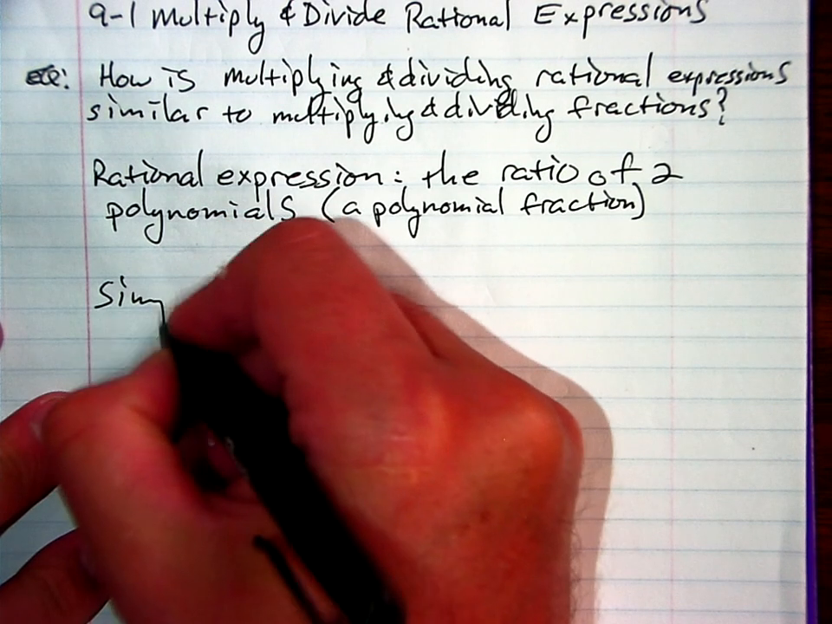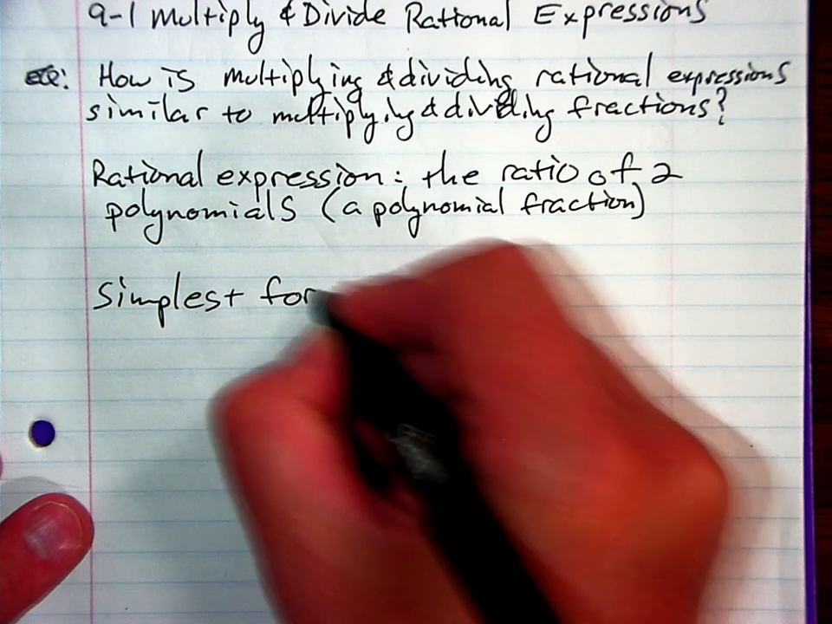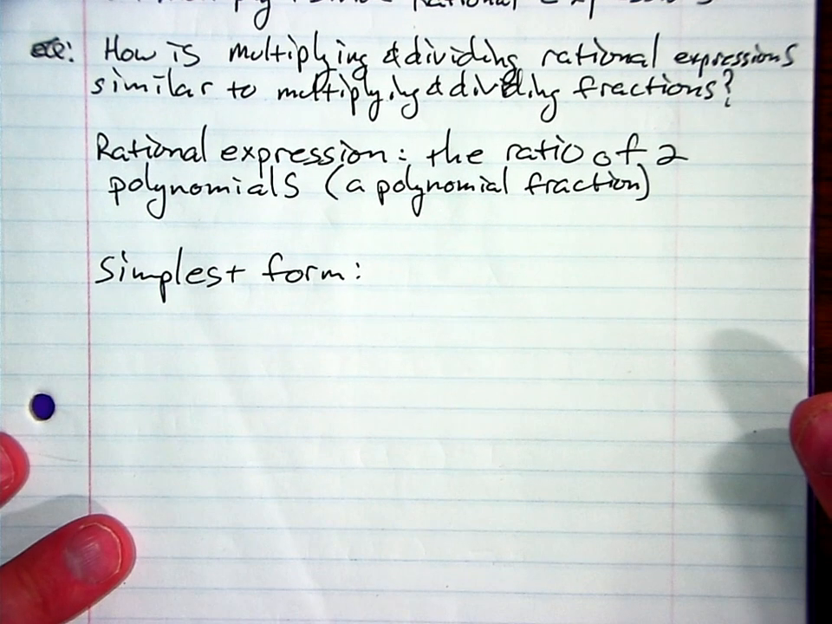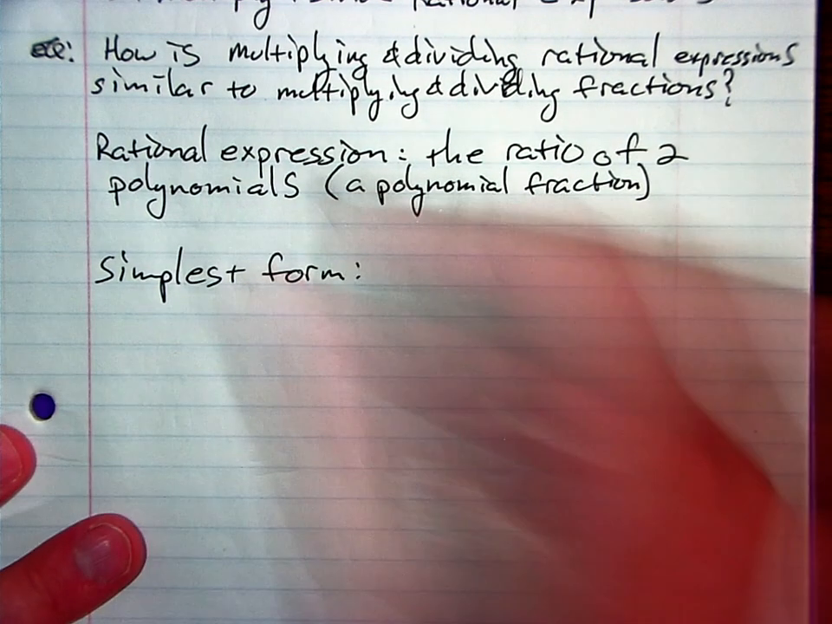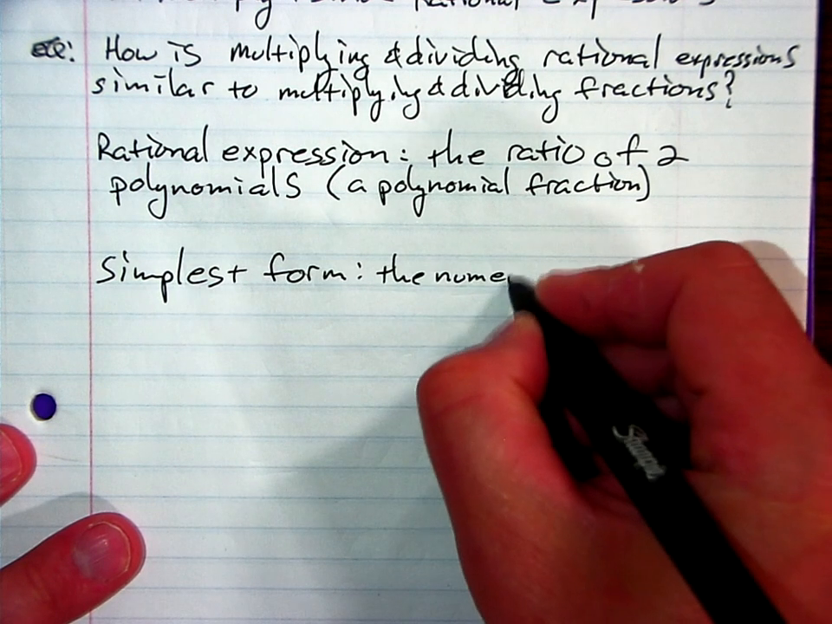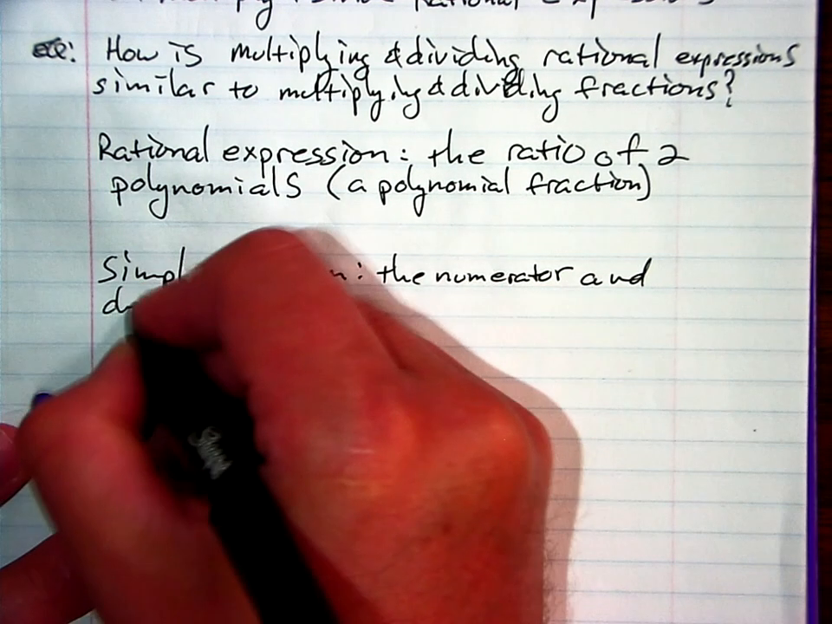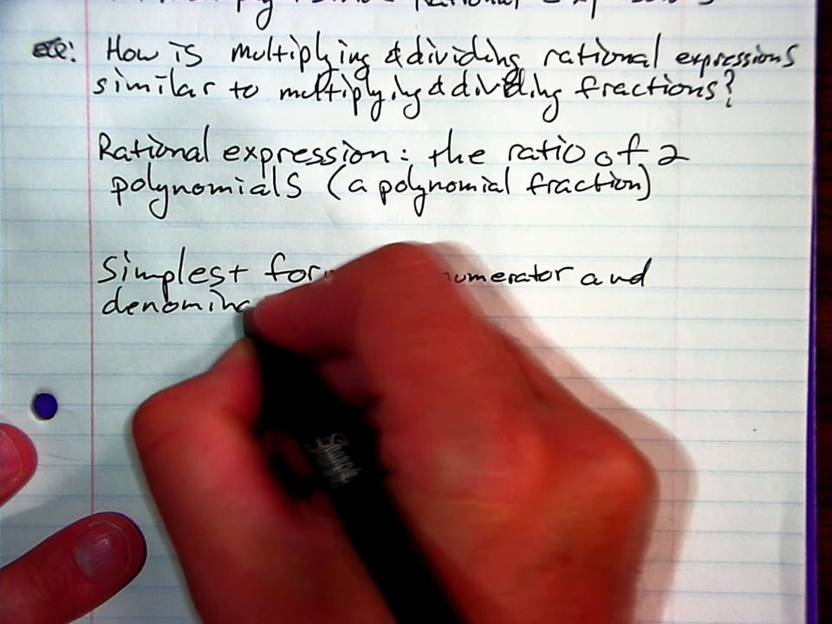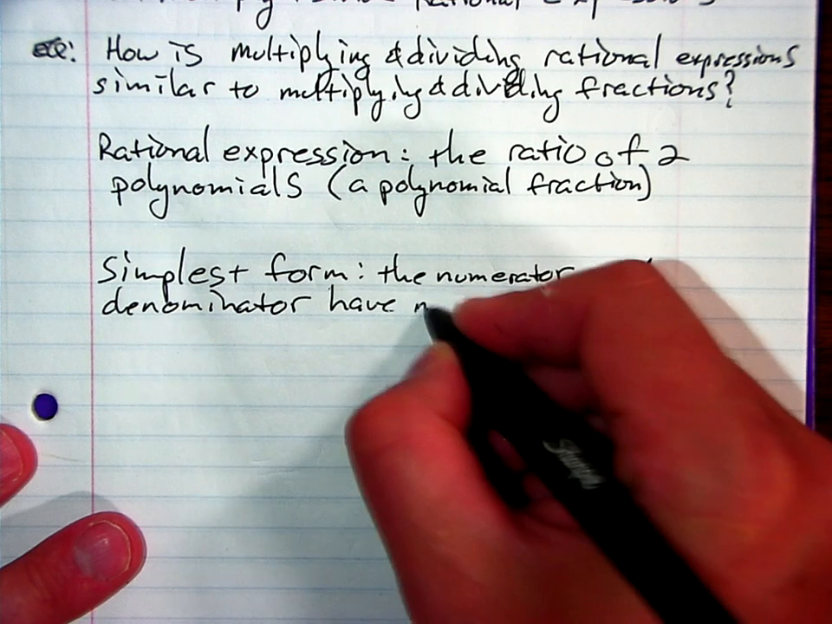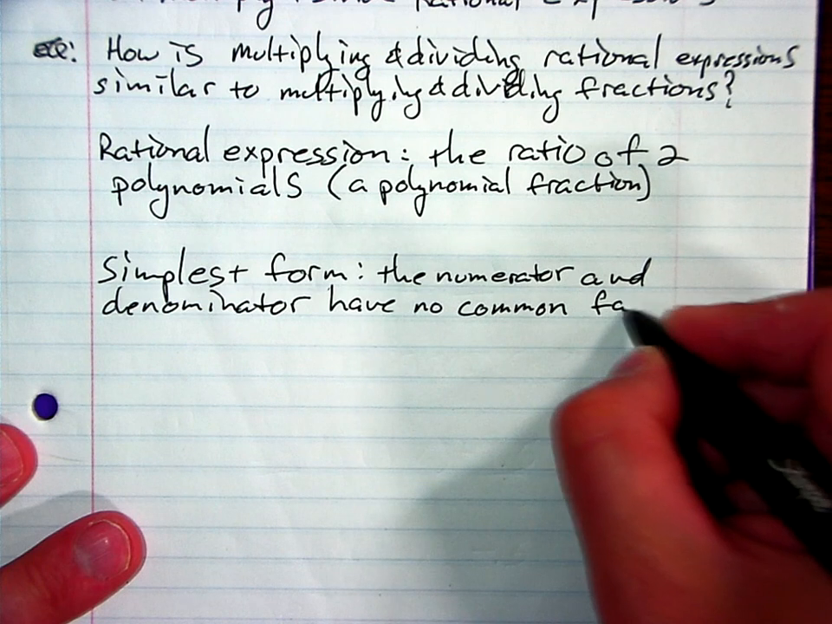All right, ladies and gentlemen, let's move on. What does it mean to be in simplest form? You cannot simplify or reduce it. The numerator, which is the top of the fraction, and the denominator, which is the bottom of the fraction, have no common factor.